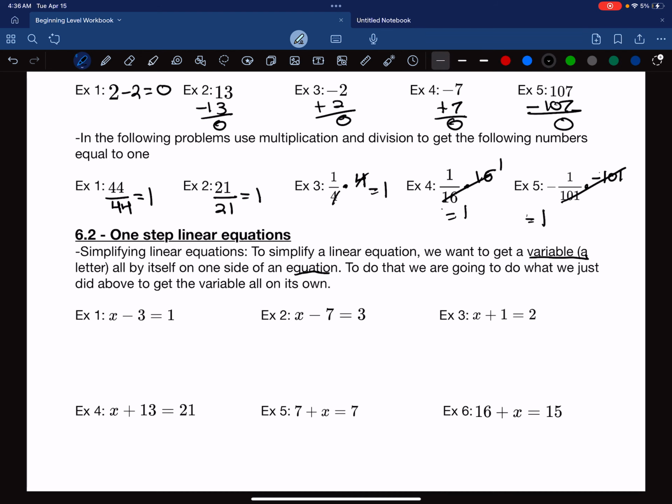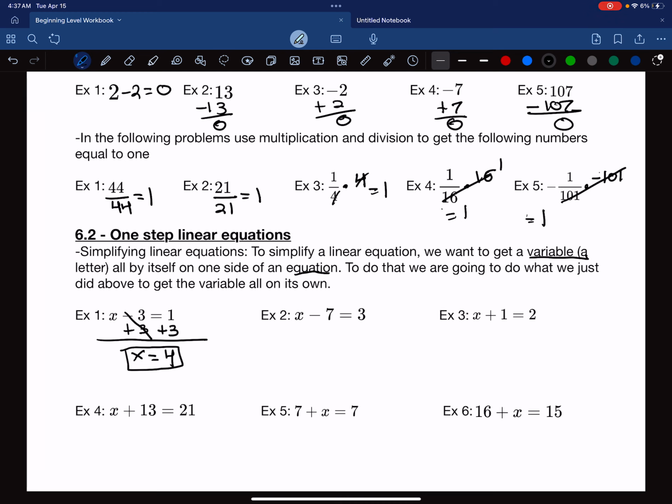So looking at example 1, we have x minus 3 equals 1. Now to get this x all alone, to get this negative 3 equal to 0, we're going to add 3, and whatever we do to one side, we do to the other. So this negative 3 and positive 3 cancel out. We get x equals, and then 1 plus 3 equals 4, and that is our answer.